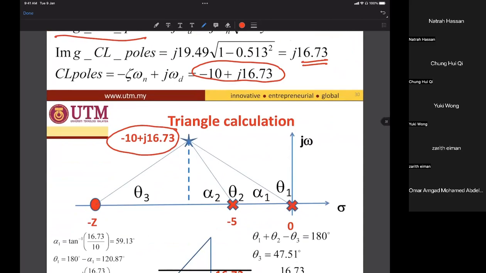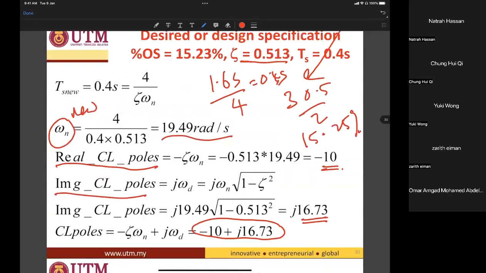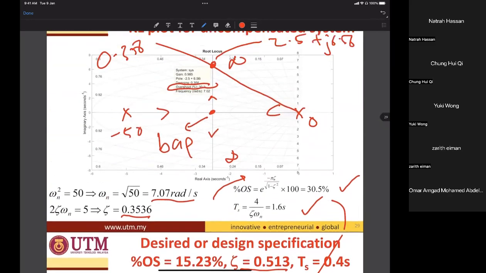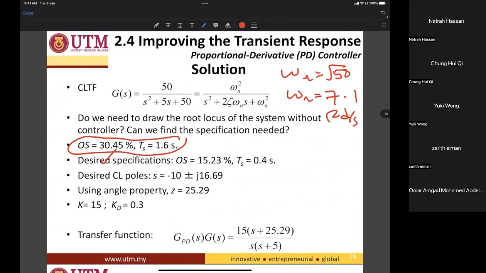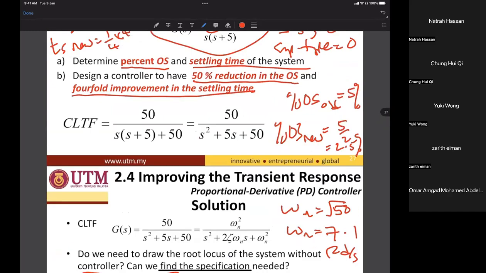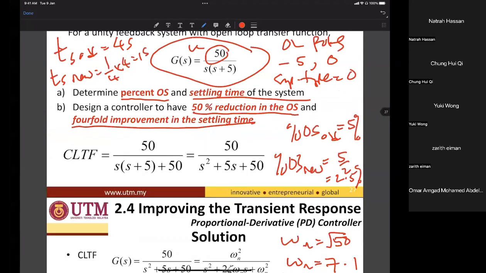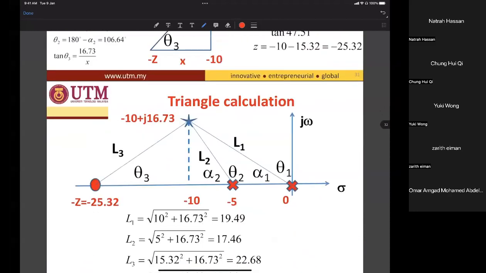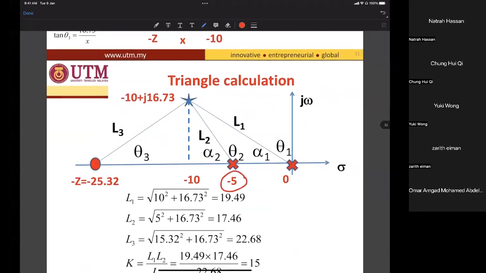Now we have the open loop poles, which are 0 and -5, and the open loop zeros.